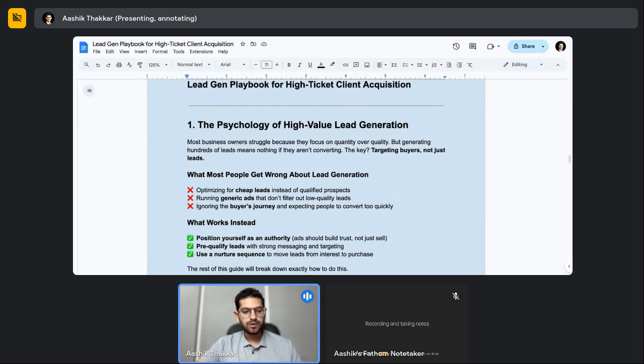What you must do is position yourself as an authority. Ads should build trust, not just sell. You are not here to only sell, sell, sell, sell, sell. You are here to build an authority. Authority brings people attention. It gets people to talk about you, and that is what brings in revenues for your business.